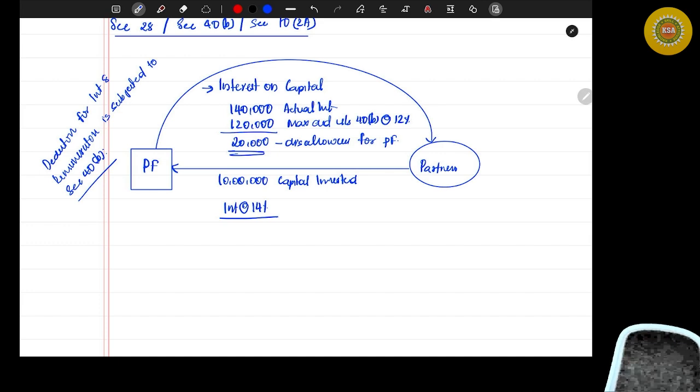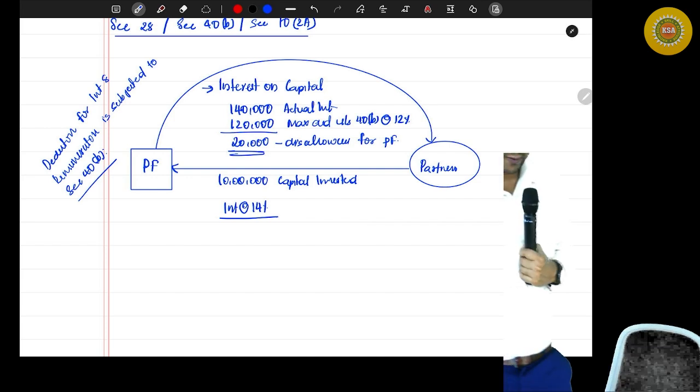Now there is a thing. What is the actual money paid by the partnership firm to the partner? They paid actually 1,40,000. But in the books of accounts, the partnership firm can claim only 12% as deduction. Then what will happen to the 20,000 rupees in the hands of the partnership firm? It will be added back to the profits. Yes or no? But this 20,000 is with the partner right now because they paid 1,40,000 and only 1,20,000 is deductible.